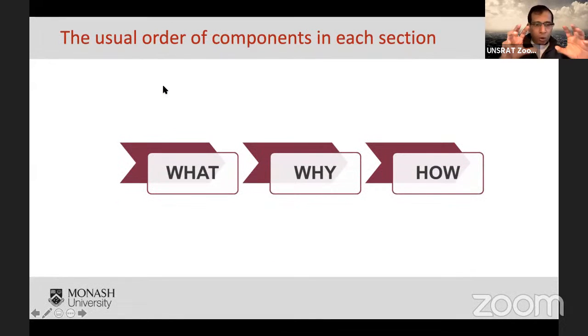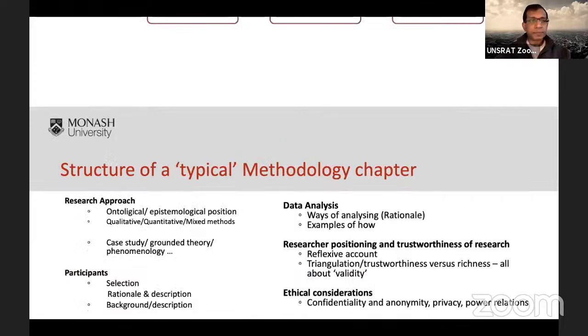Now, this is the order of how we explain our choices in the methodology chapter. First, we talk about what. So we say it's a qualitative study or interviews. And then we say why it's a qualitative study, why interviews. And then we say how it's a qualitative study or how you conducted the interview. So this is the logical sequence for every single section within the methodology. This is how you write it.